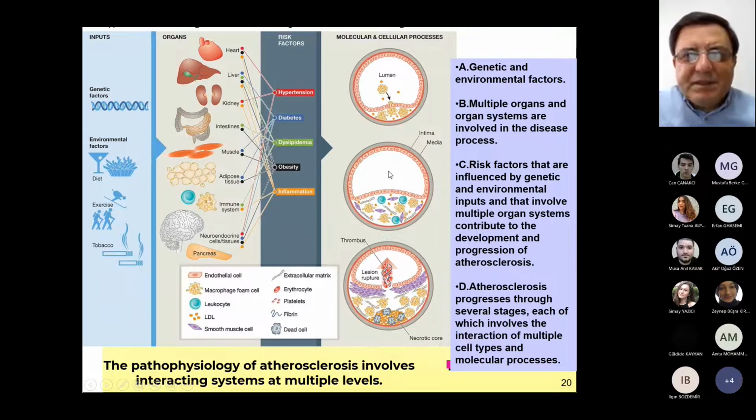And after that, the cellular or molecular processes start. These risk factors and the genetic factors combine, and they contribute to the development and the progression of this atherosclerosis. So it involves the interaction of multiple cell types and multiple molecular processes, starting from the vascular lumen, and going to the media, and the thrombus, and after the plaque ruptures, it goes on.